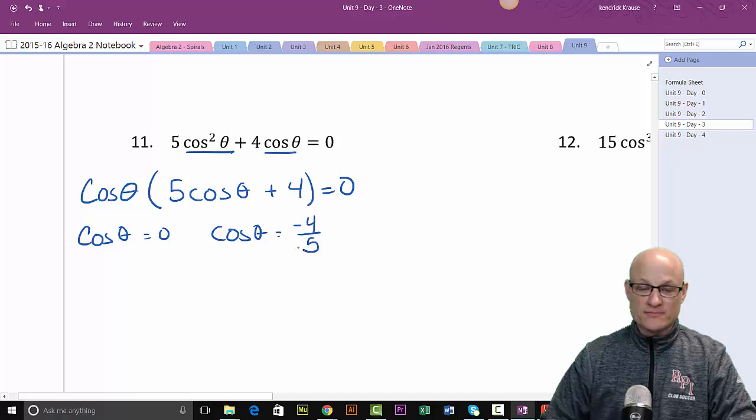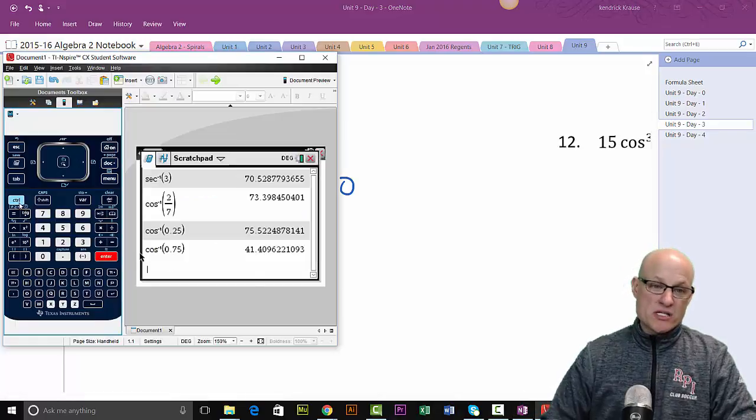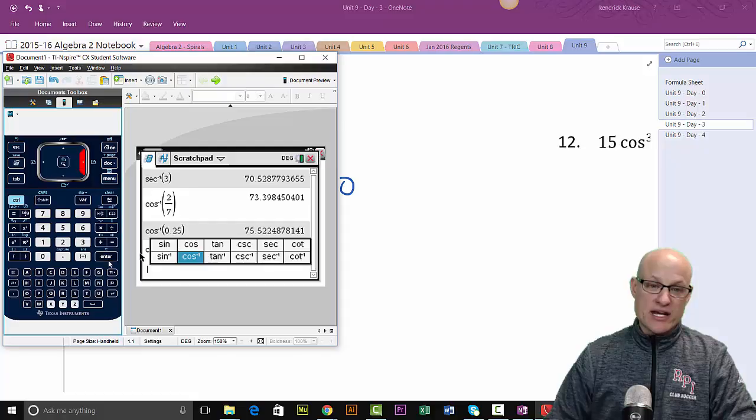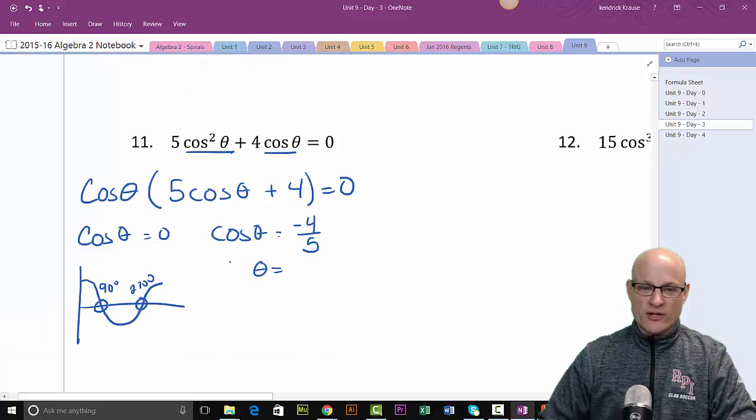This one, we're going to do a little fun stuff. 90, 270. This one, we got to do inverse cosine of 4/5. Don't use the negative. The negative just tells us what quadrants we're going to be in. 4/5, we get 37 degrees. So theta, our reference angle, is 37 degrees. Cosine is negative in the second and third quadrant. So again, 180 minus 37 and 180 plus 37.